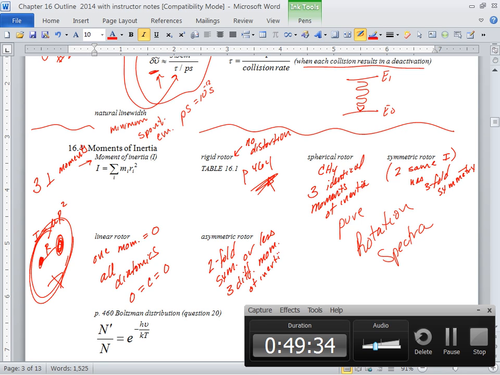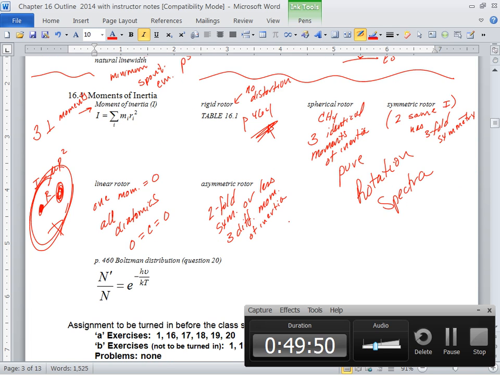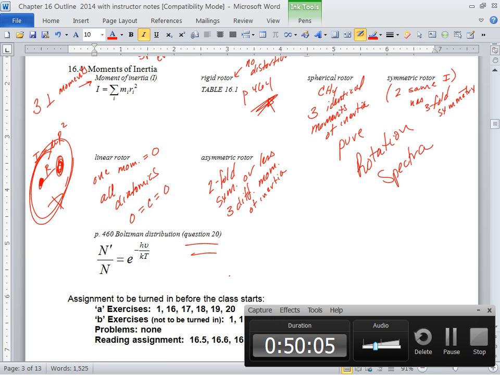I should probably copy paste that. But that's kind of where it's all coming from. And now there's little equations for all the moments of inertia for these different types of rotors. They're all rigid. They all can't change under rotation. They all won't distort. And on page 460, they talk about the Boltzmann distribution. I guess we need that for question 20. Okay, the numbers of atoms or molecules in different states, their population. That's what Boltzmann distribution is all about. So we're pretty much out of time.